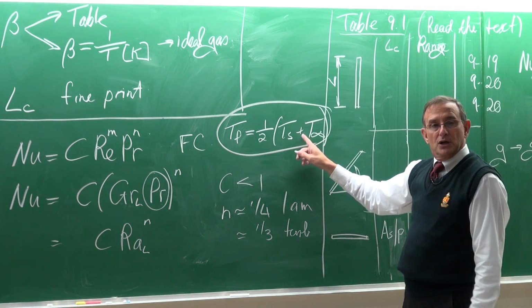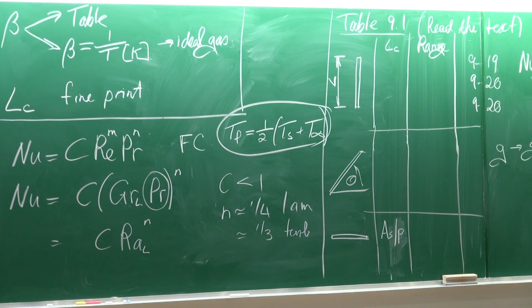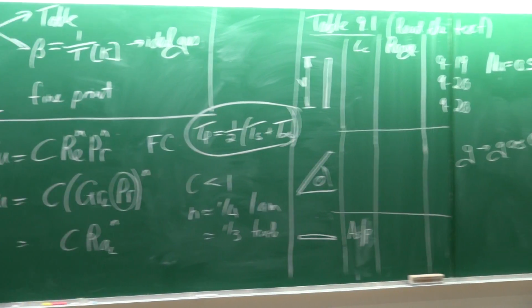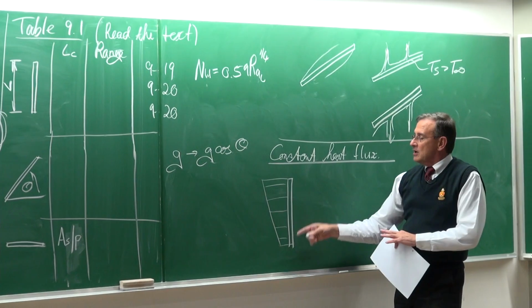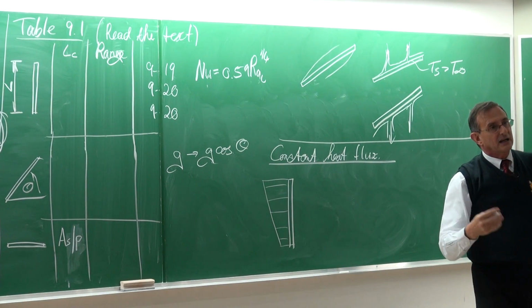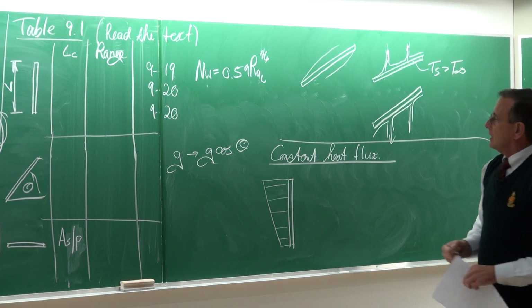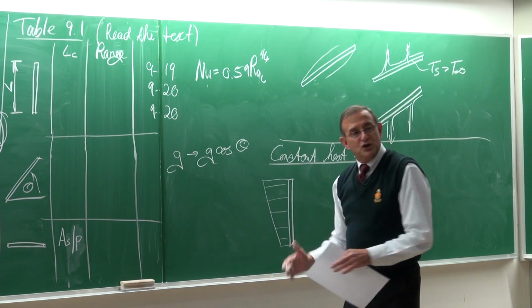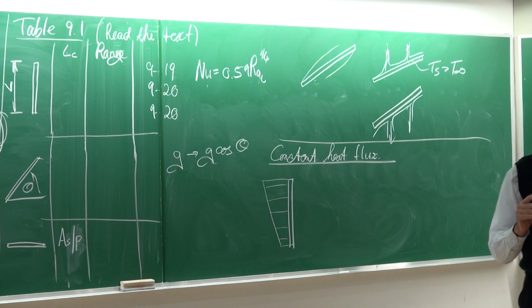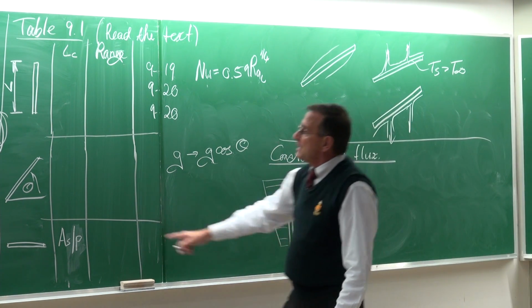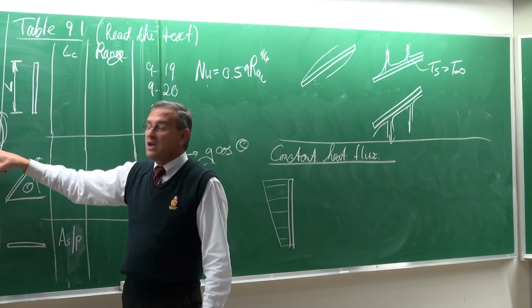Now if I give you a problem of a flat plate and I tell you the flat plate is being heated at a heat flux of 3 kilowatts per square meter, go and calculate the temperatures or whatever, then you don't have any temperatures to work with. You'll only have that temperature.